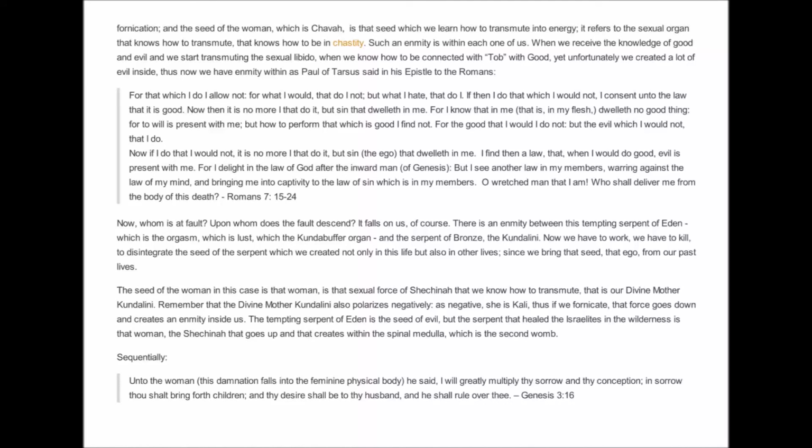That enmity is in each one of us. We receive the knowledge of good and evil. We start transmuting. We know how to be connected with Tov, with good. But unfortunately, we created a lot of evil inside, and now it's enmity. Or what Paul of Tarsus says in the Gospels.